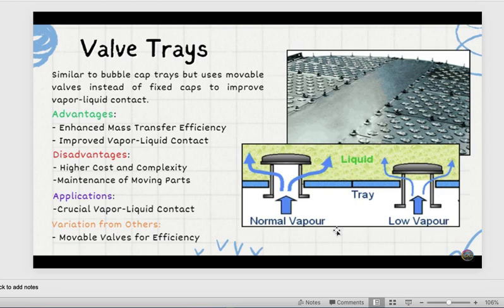We need to summarize the valve tray as the following. Advantage: enhances the mass transfer efficiency and improves the liquid vapor contact. Disadvantage: higher cost and complexity, and maybe maintenance for the moving parts, as we said, the hook going up and down. Maybe the cost of maintenance. Crucial vapor liquid contact, and consider the movable part for increasing efficiency, not like the previous type, which is the sieve tray.